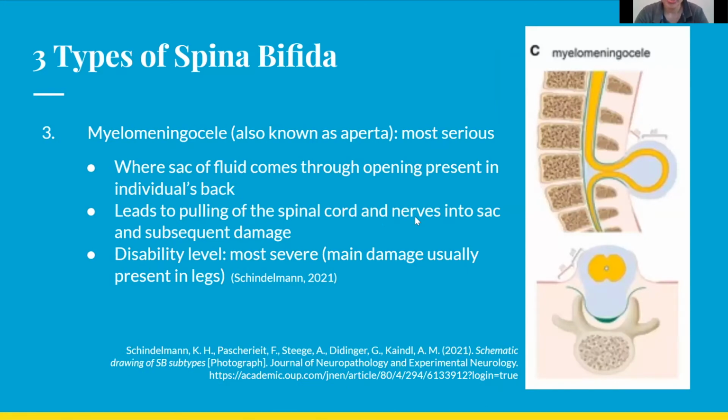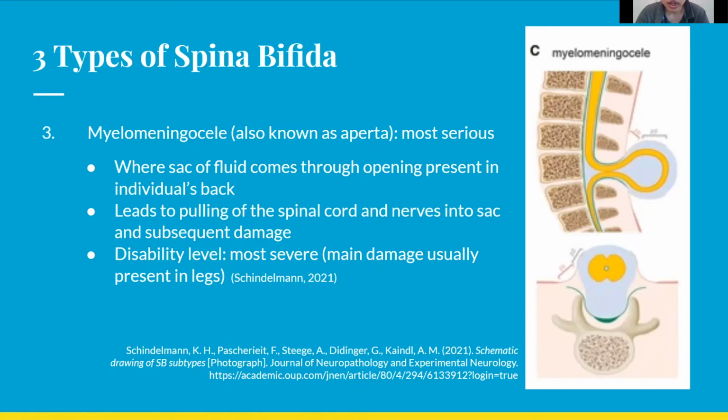The third type is also the most severe, and it's called myelomeningocele, or also aperta spina bifida. This is when not only is there a sac of cerebrospinal fluid that protrudes from the individual's back, but there's also the underdeveloped spinal cord that gets pulled into the sac, and this leads to a lot of nerve damage. It's very common for children with this form of spina bifida to have issues with paralysis in the lower limbs and also trouble with bladder and bowel control.